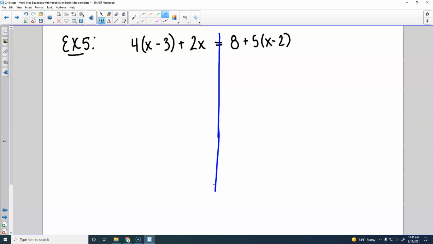So, for this one, Alyssa, what would I do first on this problem? Good. And so I can distribute this 4 right here. When I do that, what will I get, Alyssa? Very good. And we'll just bring that plus 2x down here. And over here, I can distribute the 5 on the right-hand side. What will I get there, Alyssa? Good. Perfect.